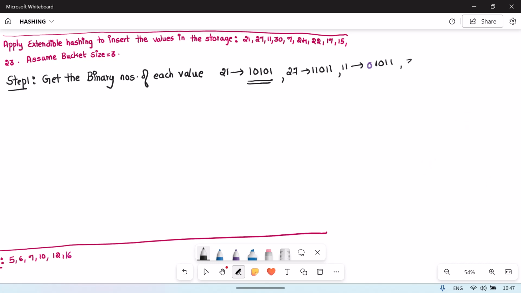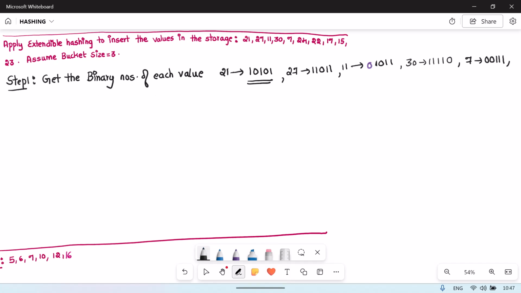Then 30. 30 is 11110. 7 is 00111. 24 is 11000. 22 is 10101. 27 is 11011. 11 is 0101. Hold on, I think I did a mistake here.